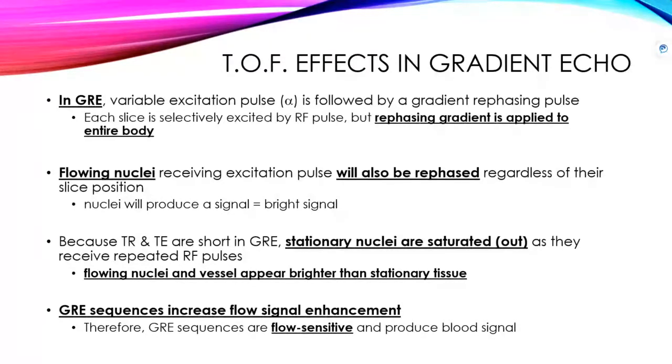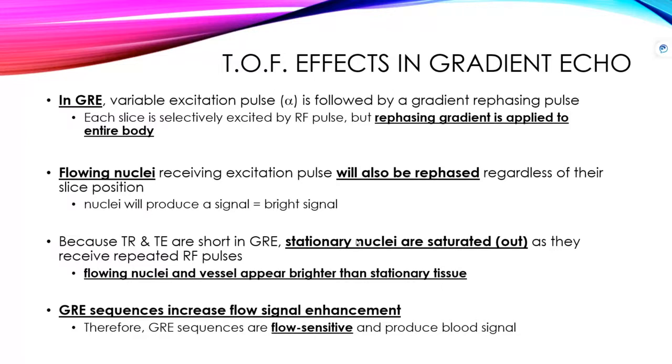Well, the only things that are going to produce a signal are the things that were excited first, because you need to be excited and rephased to create a signal. So even though we're rephasing the whole body, we're only going to get a signal from those spins that were excited. However, even if the spins are not in the slice, they're still going to produce a signal because they were excited and then they're going to be rephased.